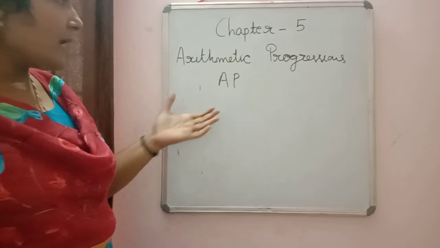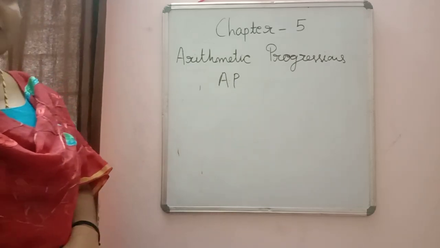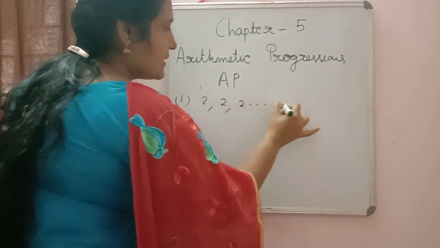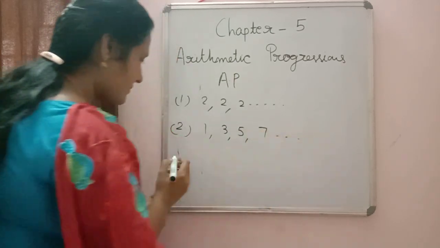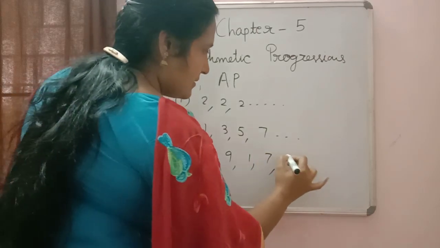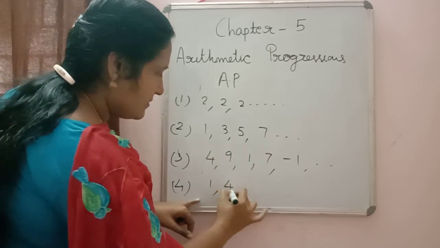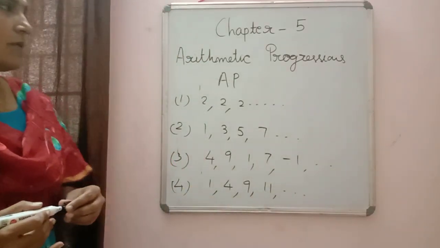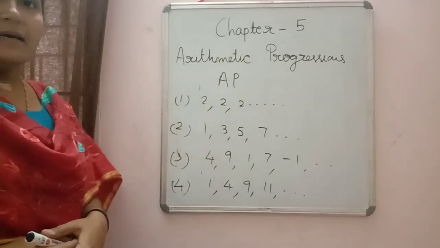So what I am doing here, I am writing sequences of some numbers. You have to tell me what will be the next two numbers. Suppose the first sequence of numbers I wrote is this. By seeing the pattern, can you tell me what will be the next number in the sequence?